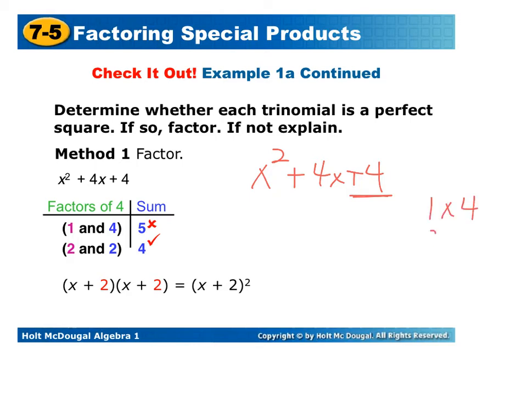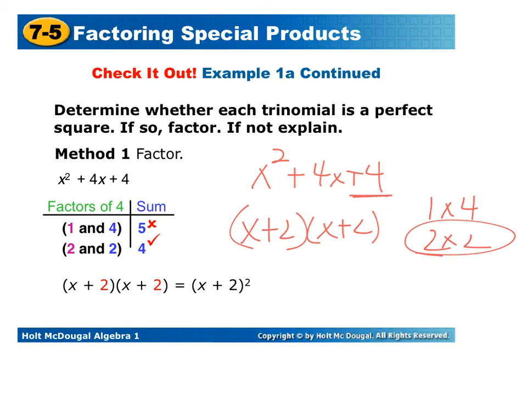So 1 times 4, 2 times 2. You can see it's the 2 times 2, and you can also do it what you did yesterday, not realizing it's a perfect square. Either way.